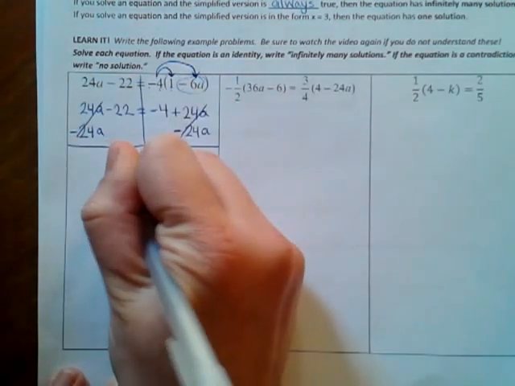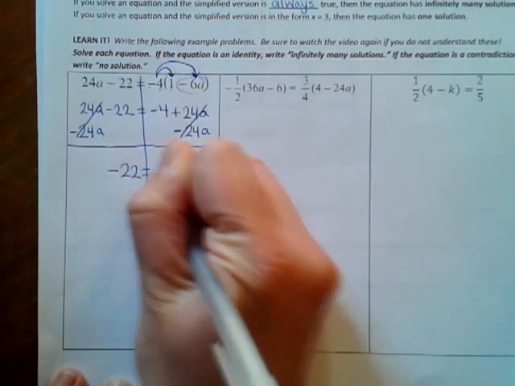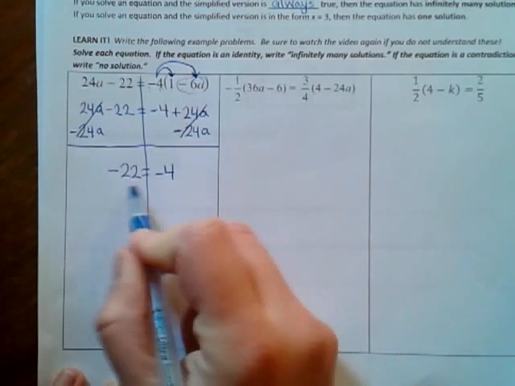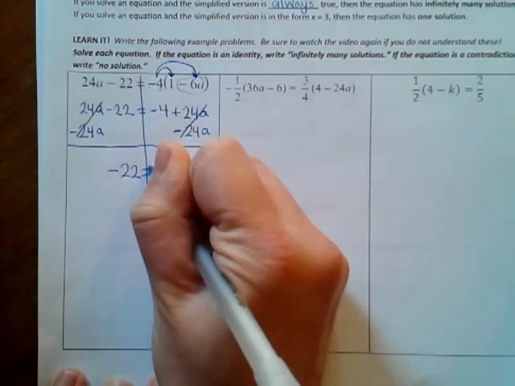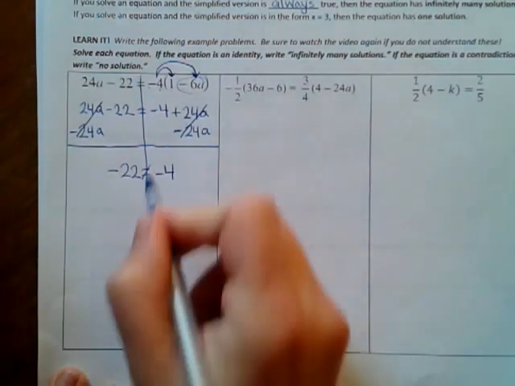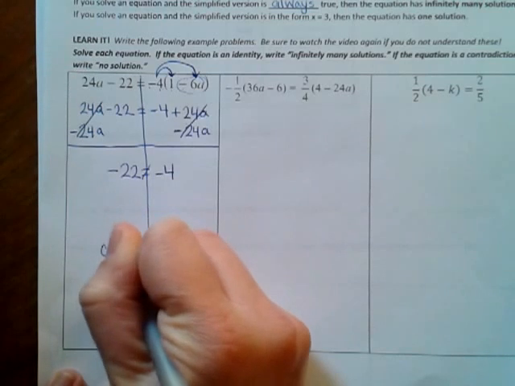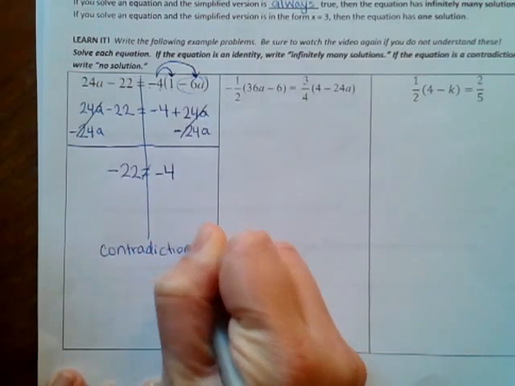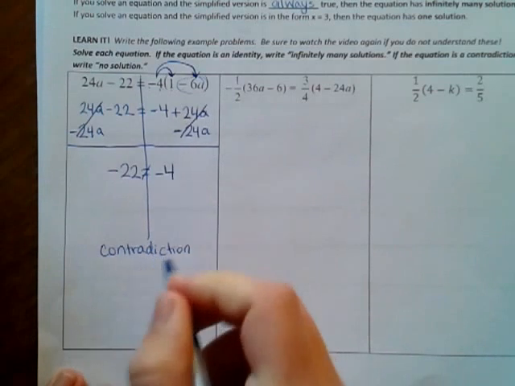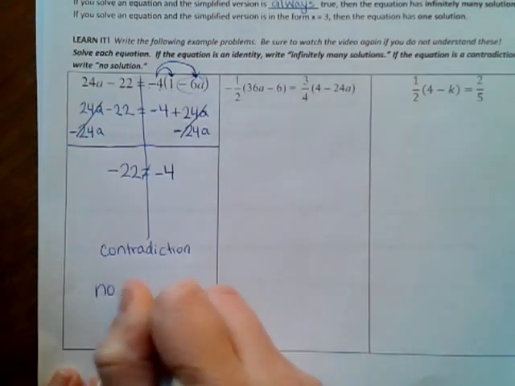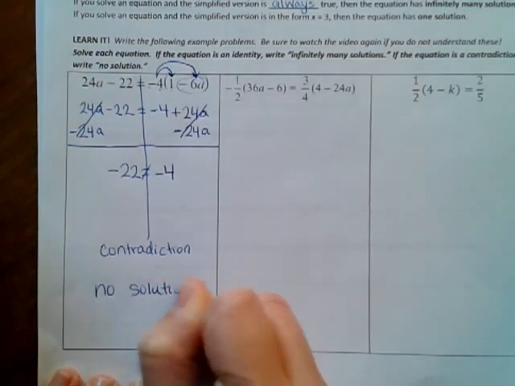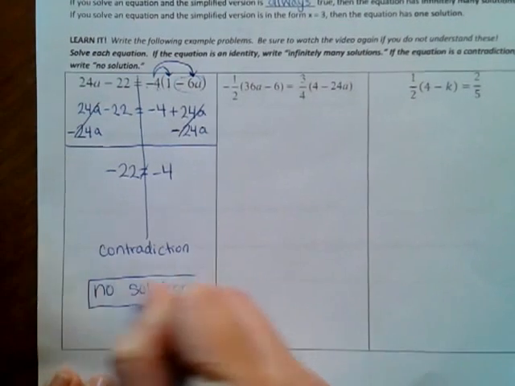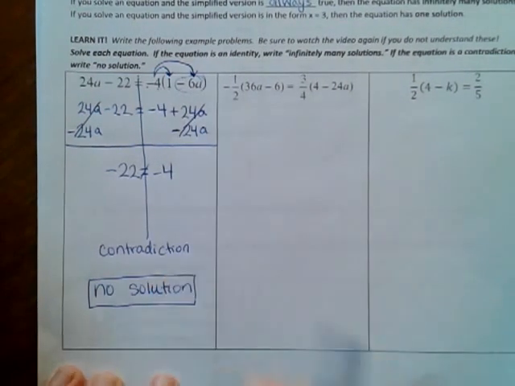So I'm left with negative 22 equals negative 4. Well, we know that's not true, so I'm going to put a little slash through that. So I know that this is what we call a contradiction. This is not true ever. Negative 22 is never going to equal negative 4, so this is a contradiction. And I write there is no solution. So my answer is no solution. I cannot find the answer to this problem because there is no solution.